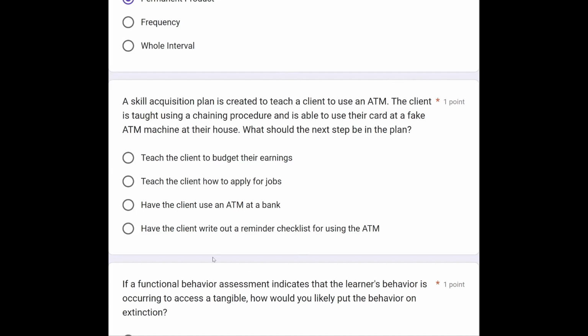And then D, have the client write out a reminder checklist for using the ATM. Is that really going to show us he can generalize? No, he's just creating a prompt, right? We need him to be able to just on his own go to an ATM outside of the house and use it. So the next step after we've mastered this part is generalize. And how are we going to generalize? We're going to have the client use an ATM at, let's say, a bank.